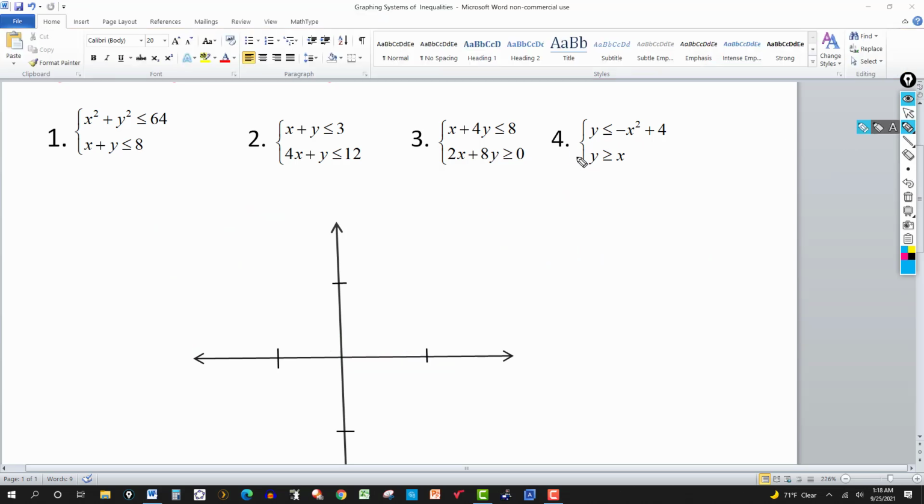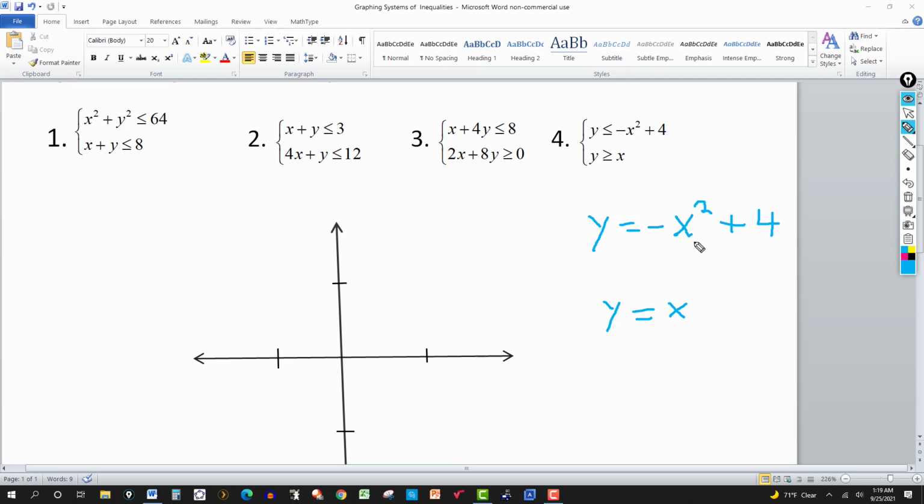And then number 4, that's a nonlinear system because one of the inequalities has degree of 2 on the x here, exponent of 2. So let's look at that equation. Y is equal to minus x squared plus 4. That you should recognize as a parabola. It opens down. And y equal to x. I make the second one into an equation. That's a boundary, that's a line.